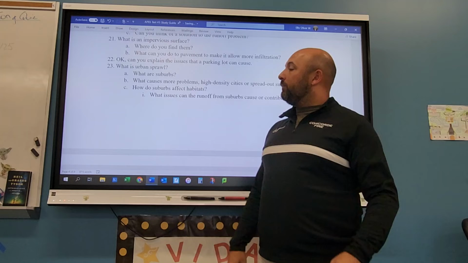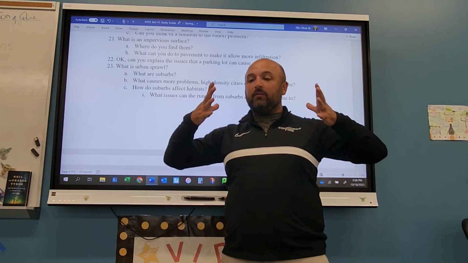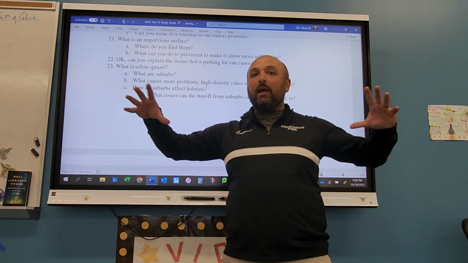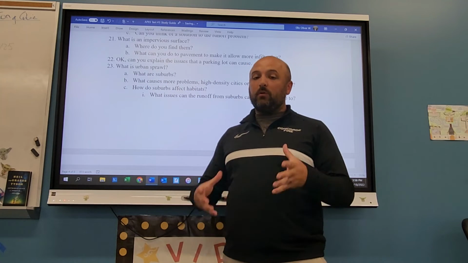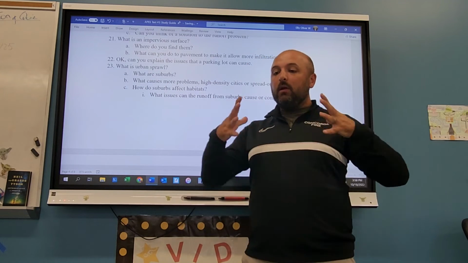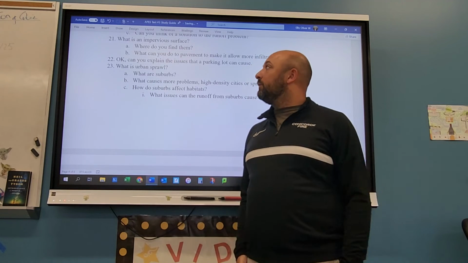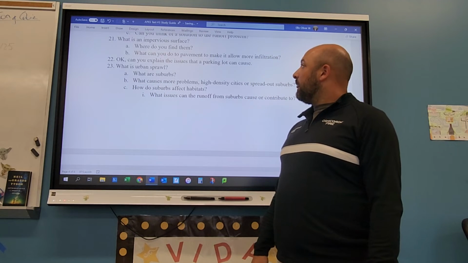What is urban sprawl? That's how cities tend to grow outwards because affluent people want to move out and further away from people in poverty. So people in poverty typically live in the center of the city, and then they move their way on out into the suburbs where the wealthier people exist.